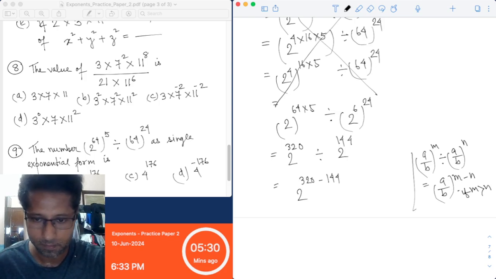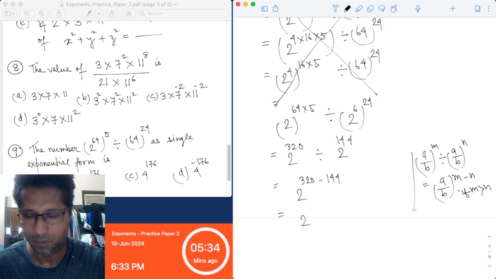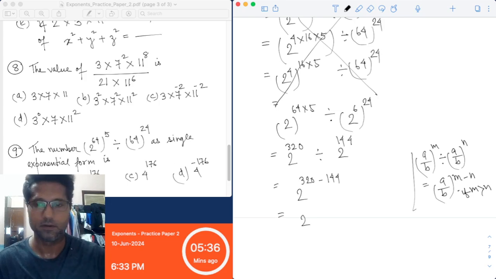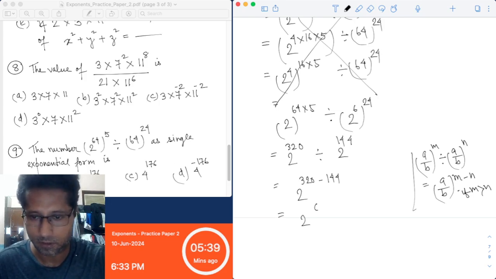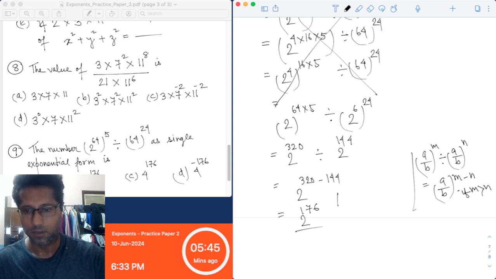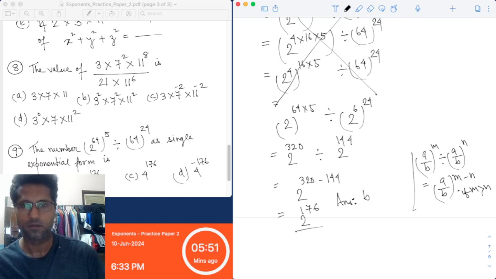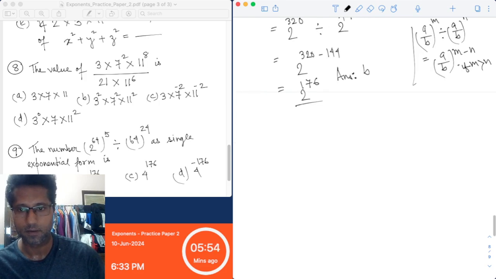So now this becomes 2 to the power, how much is 320 minus 144? This is 176. So it is 2 to the power 176. So the answer is choice B. This was question number 9.